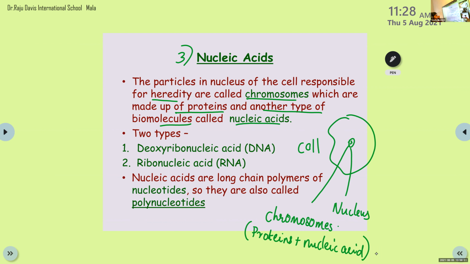Then we are going to learn about these nucleic acids. There are mainly two types of nucleic acids. First one is DNA, deoxyribonucleic acid. Then the second one is RNA, ribonucleic acid. So there are two types of nucleic acid: deoxyribonucleic acid, which is DNA, and ribonucleic acid, that is RNA.